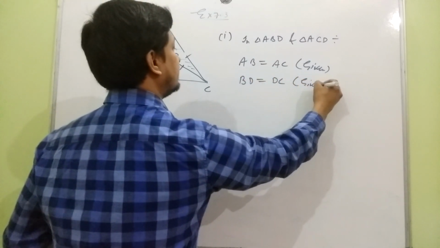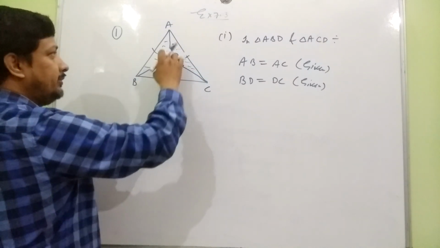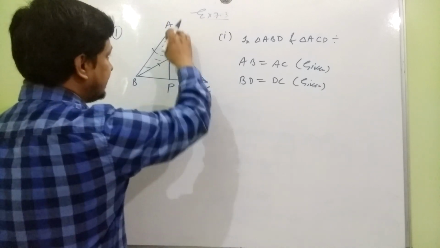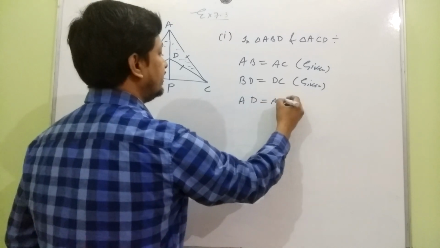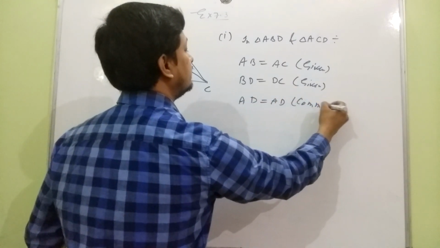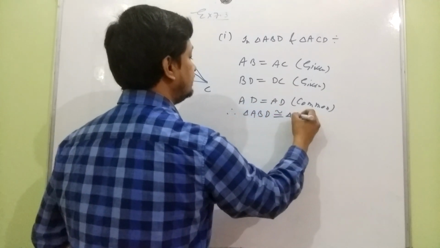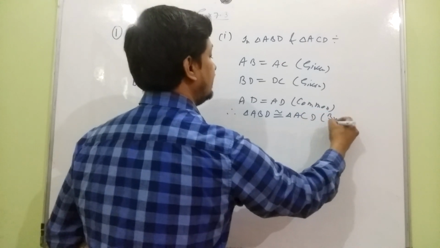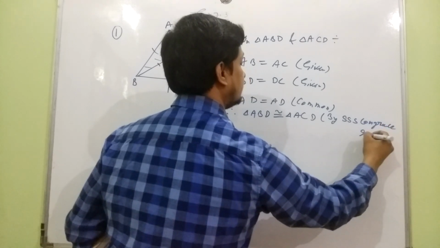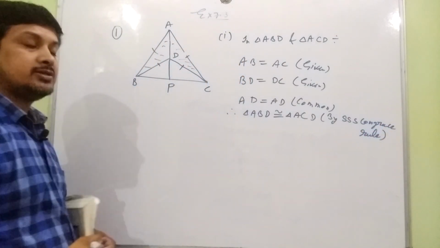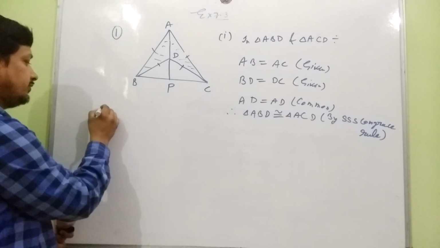It is also given. And third thing, you can see AD is common in both the triangles. In triangle ABD, AD is present, and in triangle ACD also AD is present. So we can say AD equal to AD, common. So triangle ABD is congruent to triangle ACD by triple S congruence rule. Triple S, because all the three times we have taken sides. Okay, so this is the first part, which is very easy.